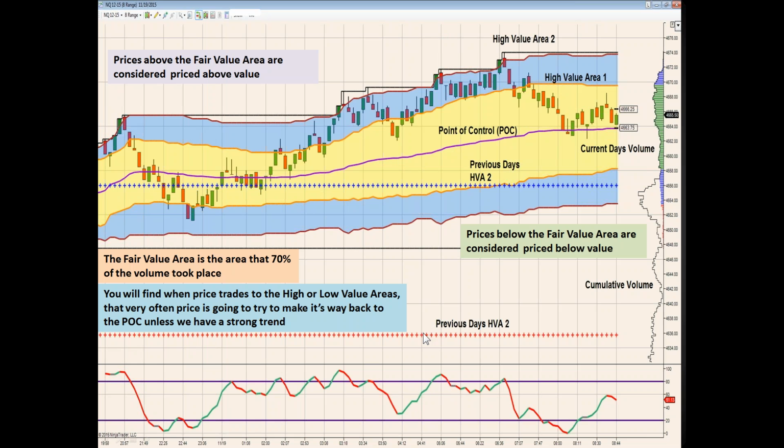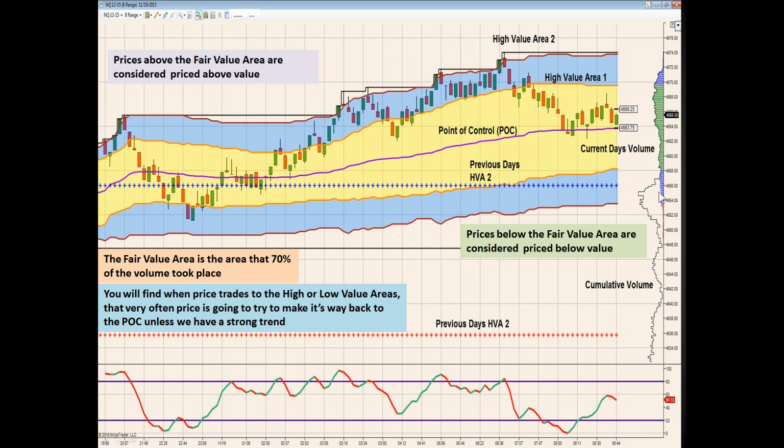And down here we've got the previous day high value area 2. So it's going to plot the previous and the current day's information if you want it. And all of this you're able to turn off with the click of a button. You can put a whole lot more information on here than I have on here, and the same on the order flow chart. And you're looking at it the way that I like to look at it.